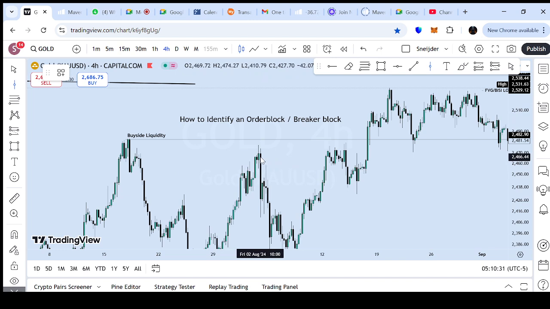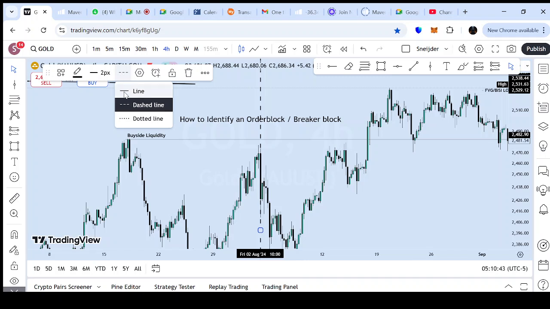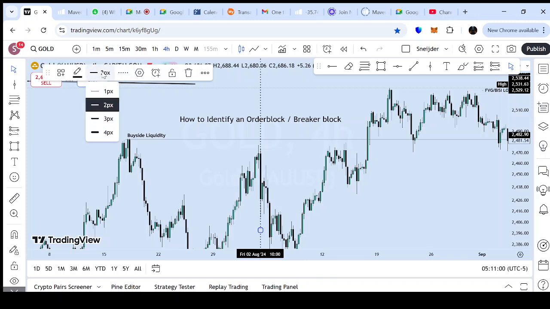It could be the London opening zone or New York key zone. You can get something like this. You can see it's having a break. This is where you can change it. You can change it to line. Now you can see the line. You can change it to dash line, which is the broken one. You can change it to dotted line. Then you can change the size.